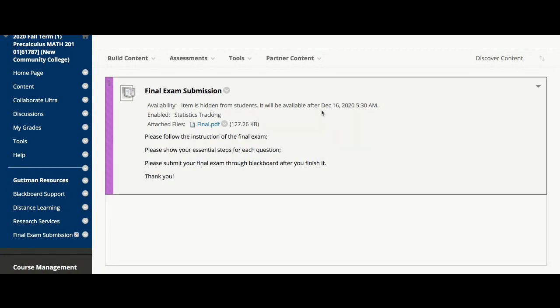So it will open on December 16 at 5:30 a.m. and it will be closed on December 19 at 11:59 p.m. So you have 3 days to work on the final.